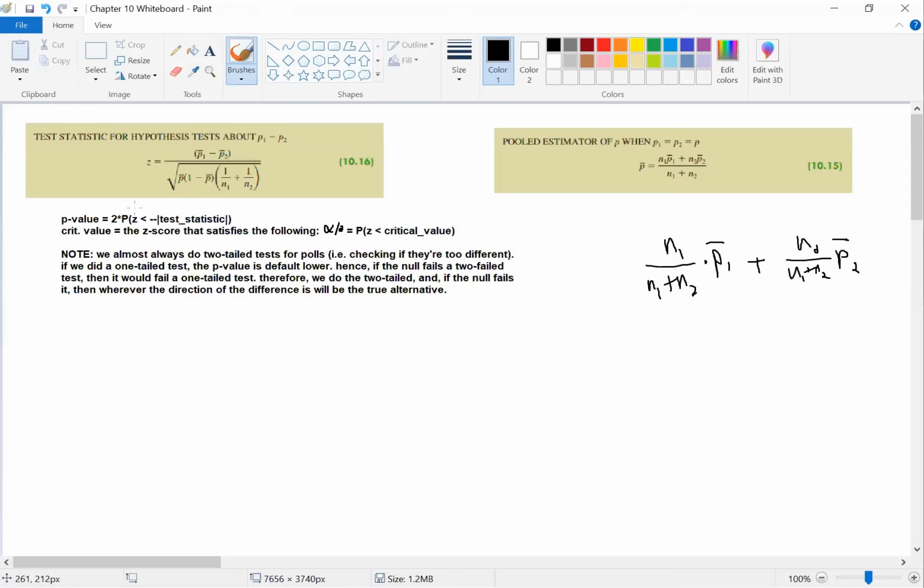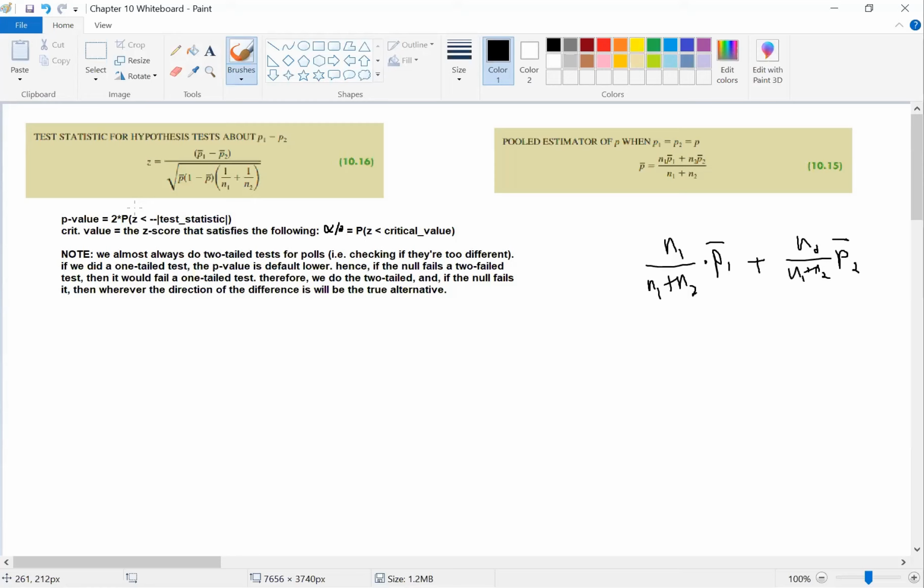So our p-value will be 2 times the probability of z being less than the negative of the absolute value of the test statistic. For those of you who recall from the previous lecture, the reason why we take the negative of the absolute value is because that means you don't have to worry about the complement law and means you only need half of the z tables. Our critical value will be our z-score that satisfies alpha over 2 is equal to P of z being less than the critical value.